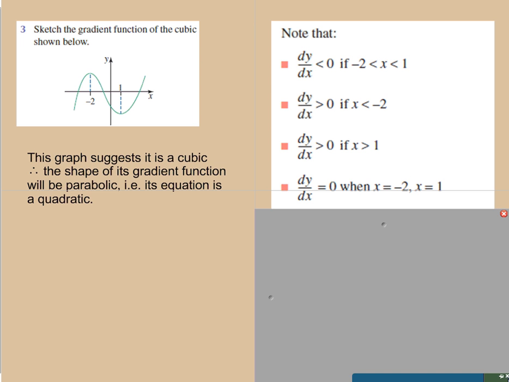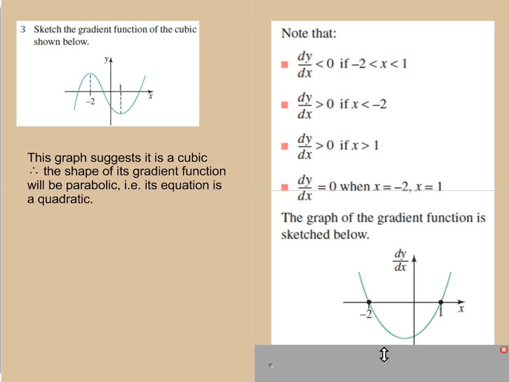So therefore, when we sketched the thing, we knew that it was going to be parabolic in shape. -2 and 1 are the two turning points here, and it's got a negative gradient between them, hence the graph is below the x-axis between -2 and 1, positive for x greater than 1, and positive again when x is less than -2.